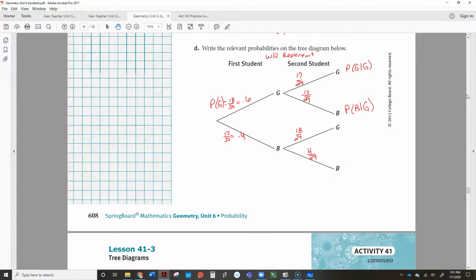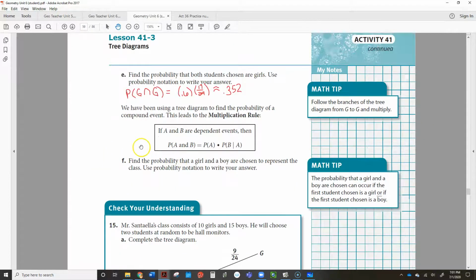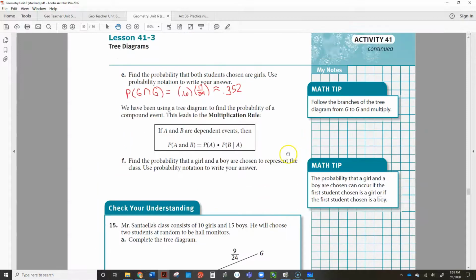So when we multiply those two things together, we're using this formula right here that says if you're looking for the probability of an "and" problem, and you're working with dependent events, then this is what you have to do. You don't multiply the probability of A times the probability of B. You multiply the probability of A times the probability of B, given that A has already happened. And that's why these charts are so handy.